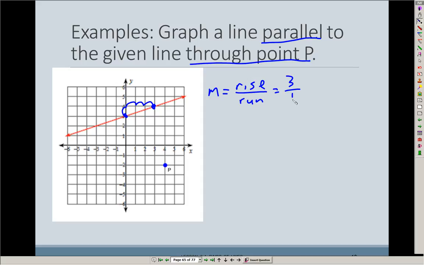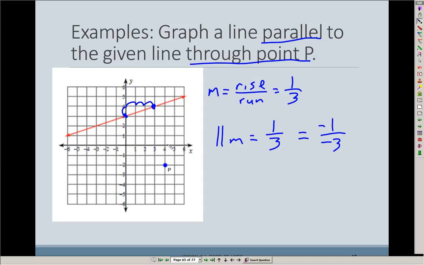So this is 3 over 1, and it is not 3 over 1. It is 1 over 3. Caught myself there. Rise 1, run 3. And that means the parallel slope is also 1/3. And if I need to think of that otherwise, let's just change both signs there. -1 over -3.